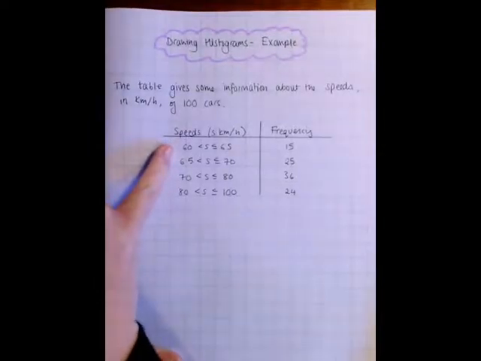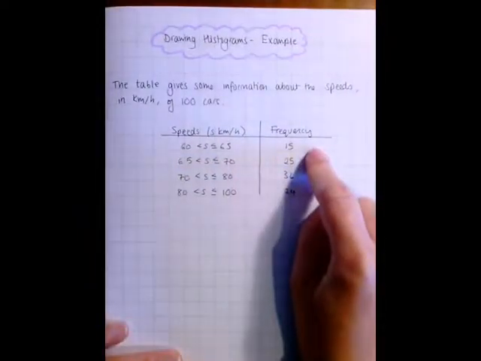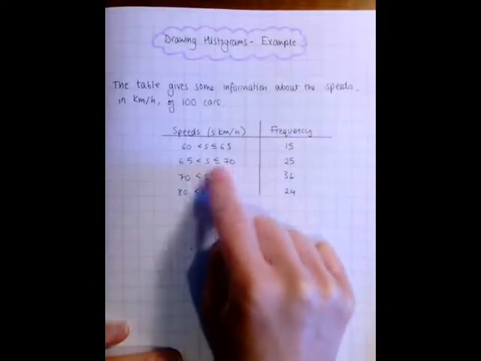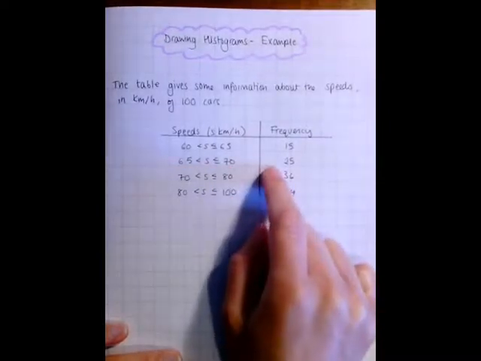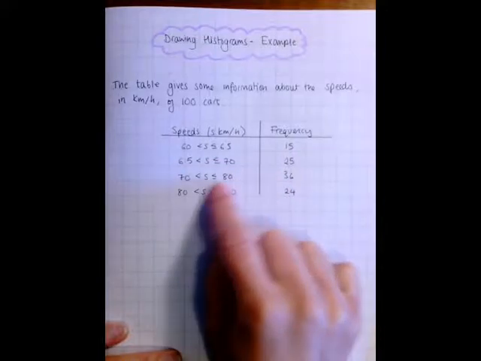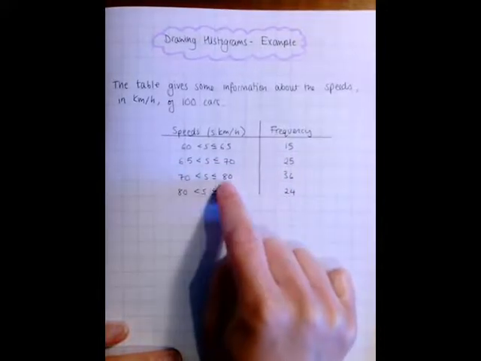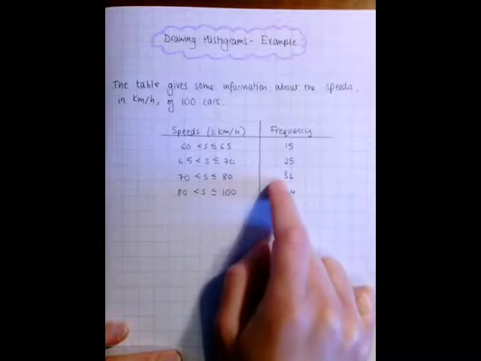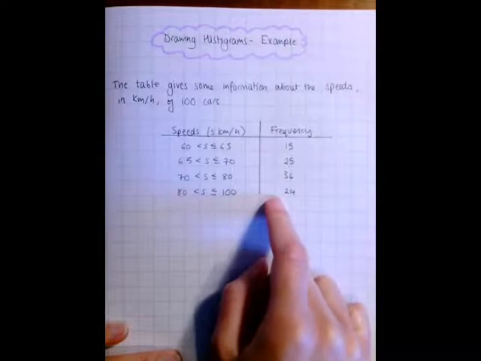So this first class width is 5 because it's between 60 and 65 kilometres per hour, and there were 15 cars that were doing that speed. The next class width is also 5 because it's 65 to 70, and there were 25 cars doing that speed. Then we've got a class width here of 10, so 70 to 80 miles per hour, there were 36 cars, and 80 to 100 miles an hour, there were 24 cars.